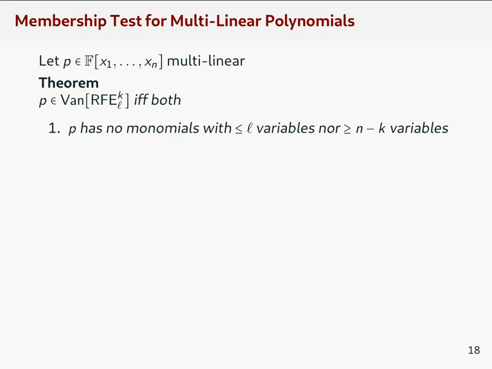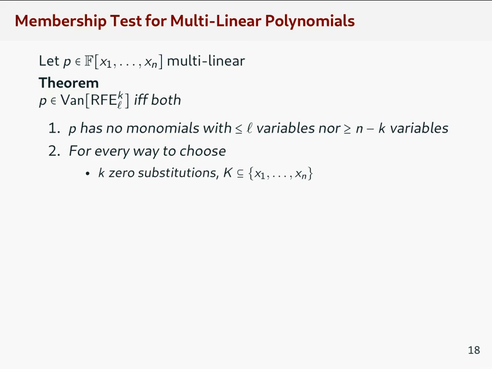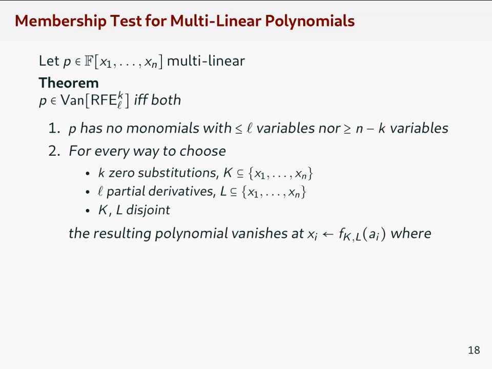So for polynomials that don't meet that restriction, the second condition kicks in, and it says that P belongs to the vanishing ideal only if, for every way of choosing K0 substitutions and L partial derivatives, such that they're all on different variables, the resulting polynomial, when you apply those operations to P, has to vanish when you substitute a RFE with a particular seed that depends on the sets K and L for your zero substitutions and partial derivatives. So the substitution looks like this.